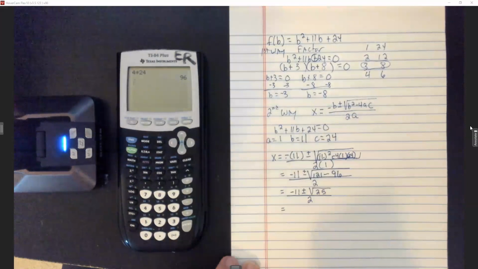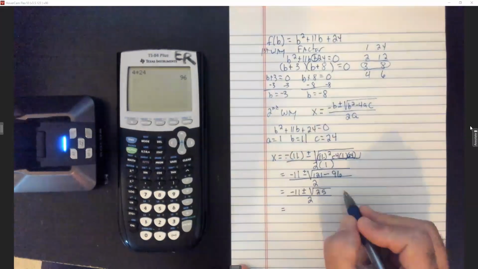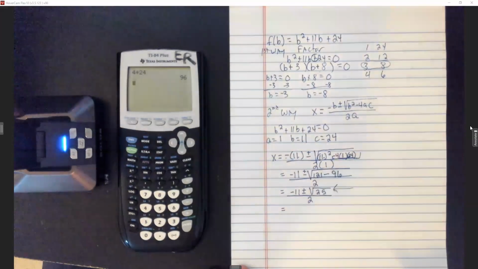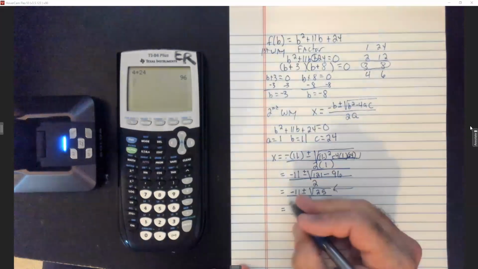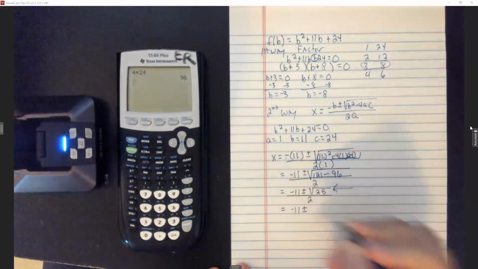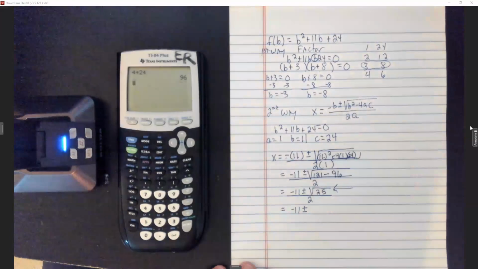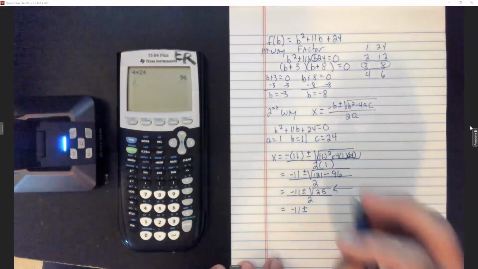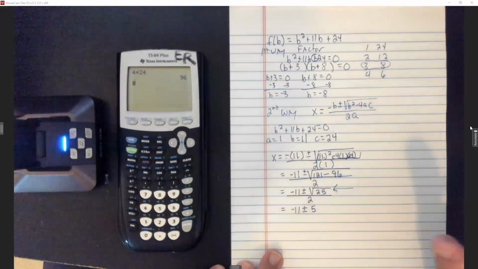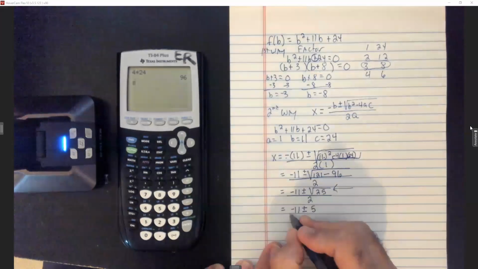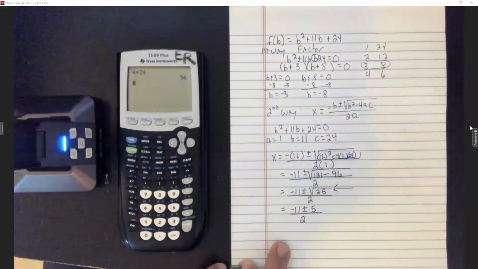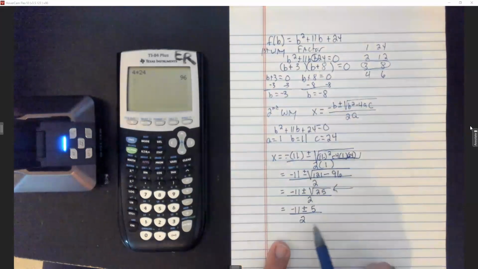All right, so there's nothing else to do now but take the square root of that 25. So this negative 11 will come down, plus or minus. Square root of 25 is 5. Now, notice, once I take the square root, that radical's gone. And then all that's over 2. So you cannot simplify this any more.